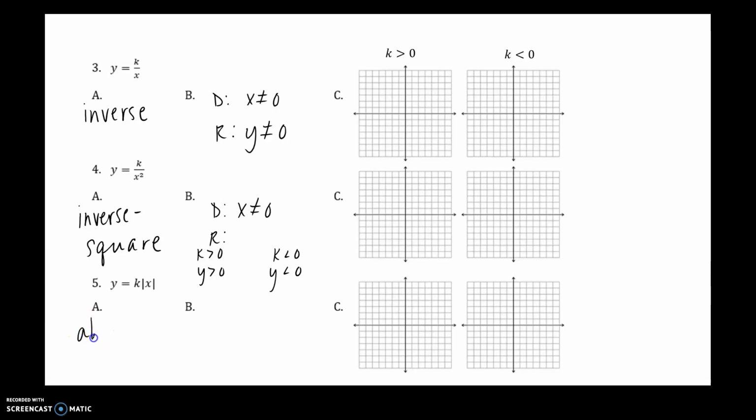Okay, number 5, that's our absolute value function. Domain is all real numbers. You can substitute any number you want and attempt to find the absolute value of it. Again, your range depends on the value of k. If k is positive, your range will be y is greater than or equal to 0. If k is negative, your range will be all y values less than or equal to 0.